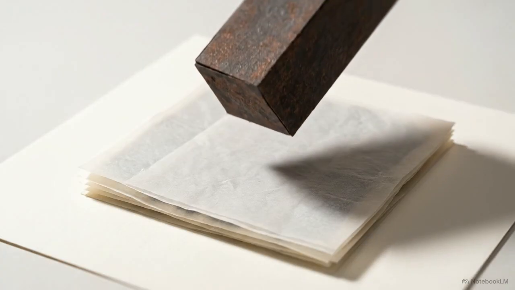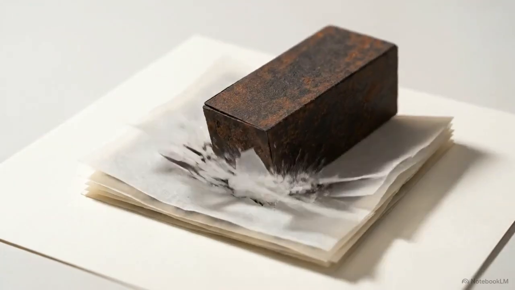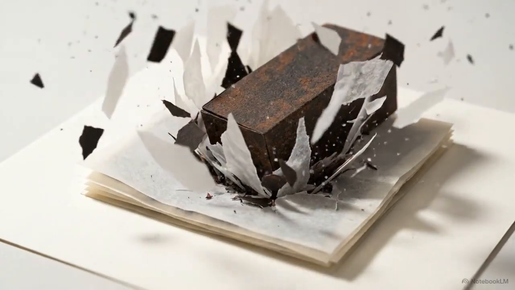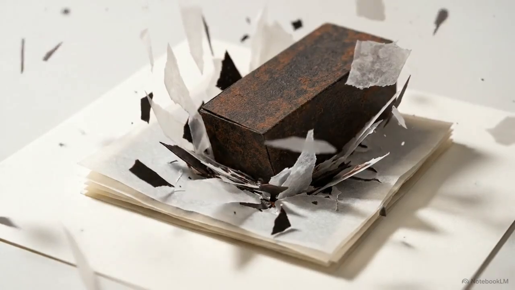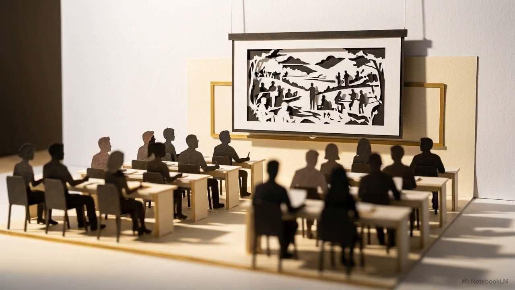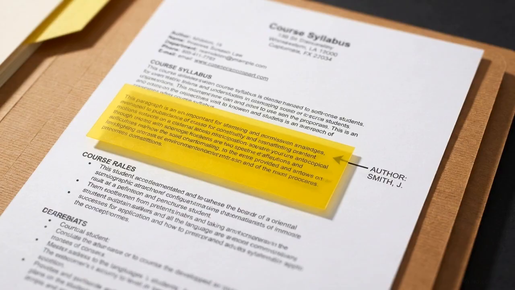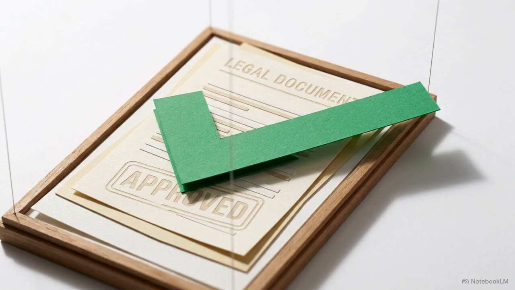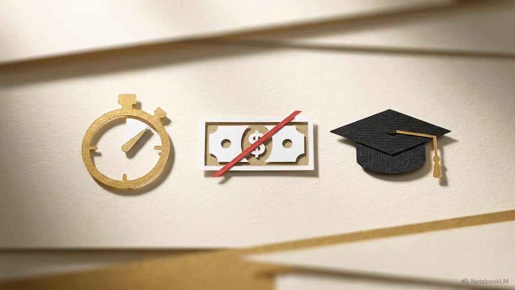This test is completely cumulative. Failing even one of those 3 layers causes the exception to collapse, leaving you with an illegal infringement. Let's run a common scenario through the gauntlet. A teacher shows a 2-minute film clip in class, or quotes a paragraph in a syllabus while citing the author. This slips right through the filter. The usage is short, it generates 0 profit, and it serves a highly specific educational purpose.